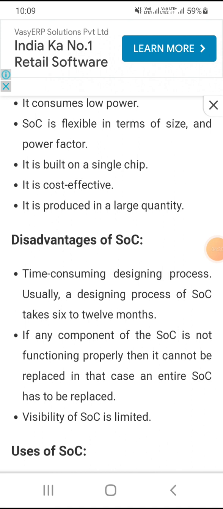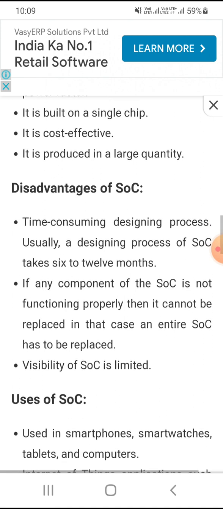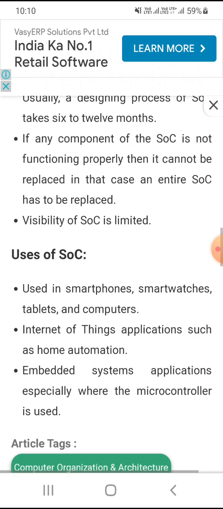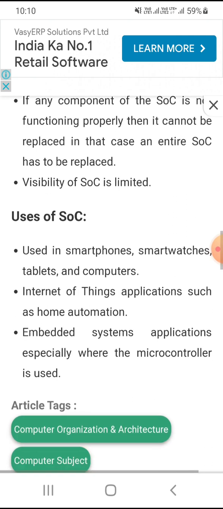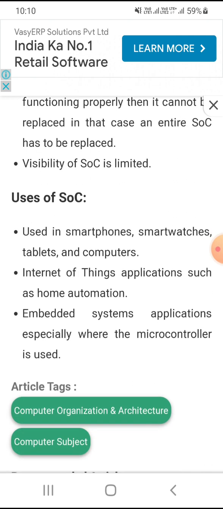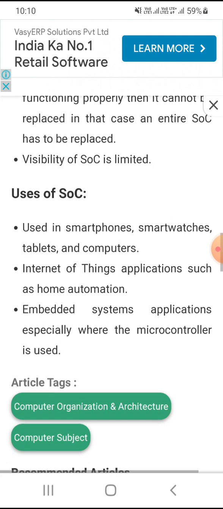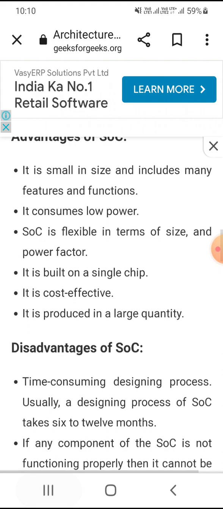Usually the designing process of a system on chip takes 6 or 12 months. If any component of the system on chip is not functioning properly, then it cannot be replaced. In that case, the entire system on chip has to be replaced. Visibility of system on chip is limited. Uses of system on chip: used in smartphones, smartwatches, tablets, and computers, Internet of Things applications such as home automation, and embedded system applications, especially where the microcontroller is used.